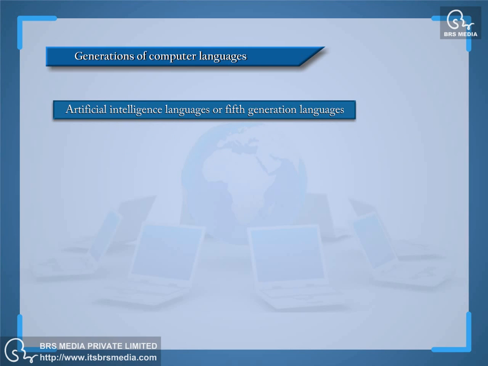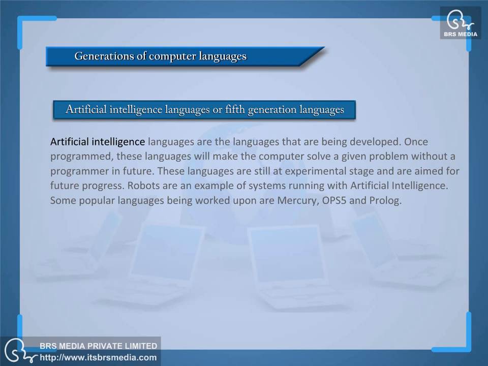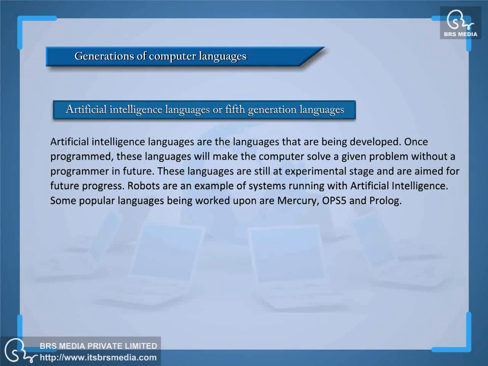Artificial Intelligence Languages or Fifth Generation Languages. Artificial Intelligence languages are the languages that are being developed. Once programmed, these languages will make the computer solve a given problem without a programmer in future. These languages are still at experimental stage and are aimed for future progress. Robots are an example of systems running with artificial intelligence. Some popular languages being worked upon are Mercury, OPS5 and Prolog.